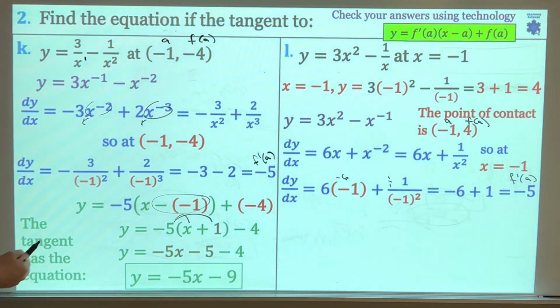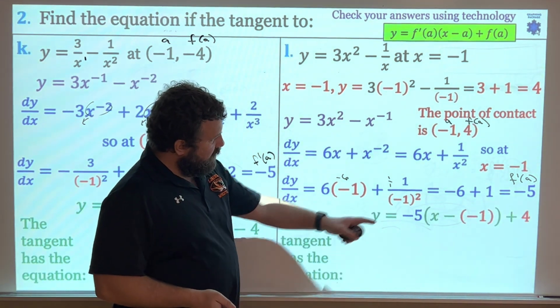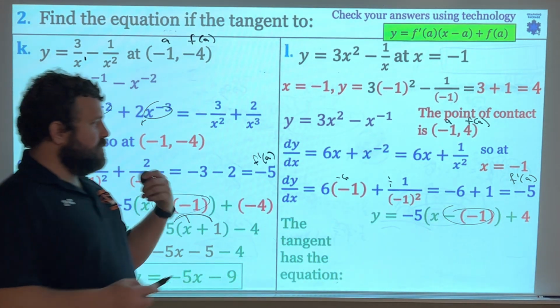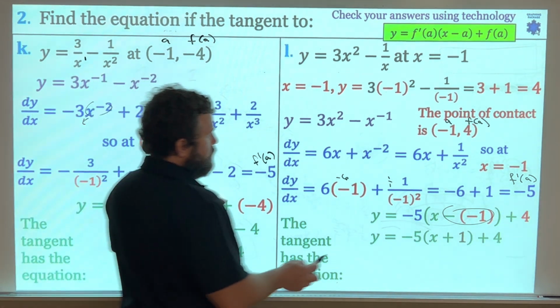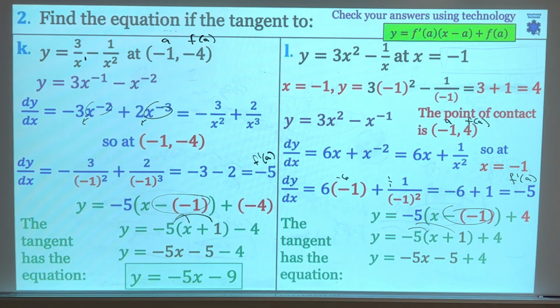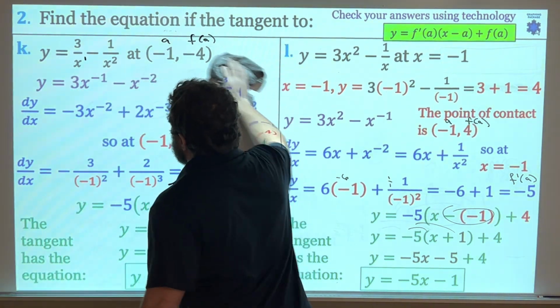All right. Plug it into the equation. Negative 5 times x minus a negative 1 plus 4. Negative 5 times x plus 1 plus 4. Negative 5x minus 5 plus 4. Negative 5x minus 1. Right? Not too terrible yet, right? About halfway there. All right, that's it.